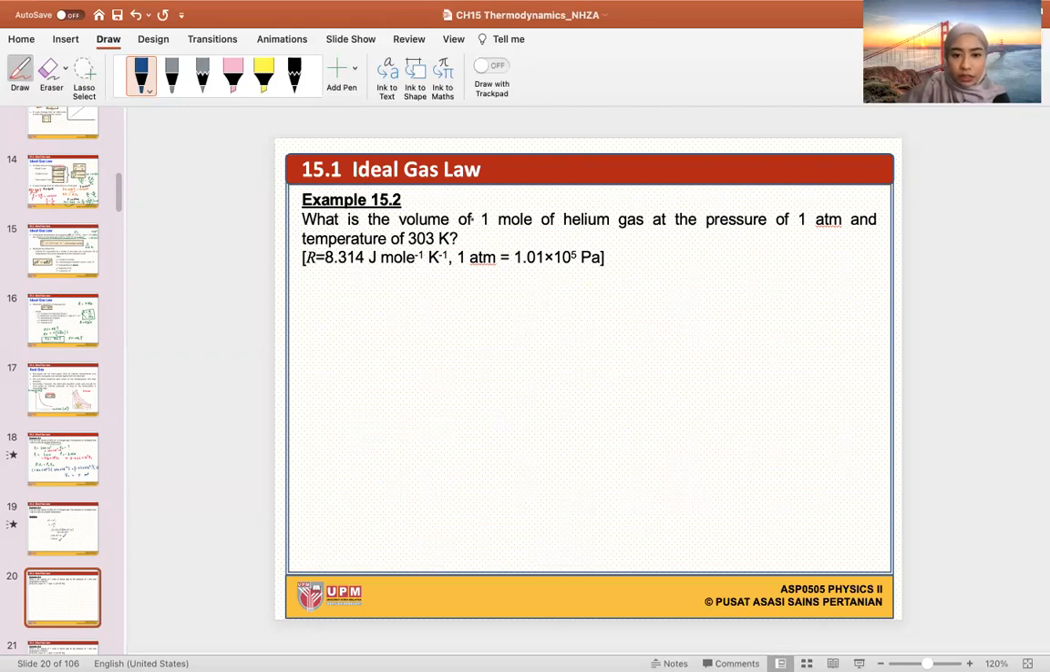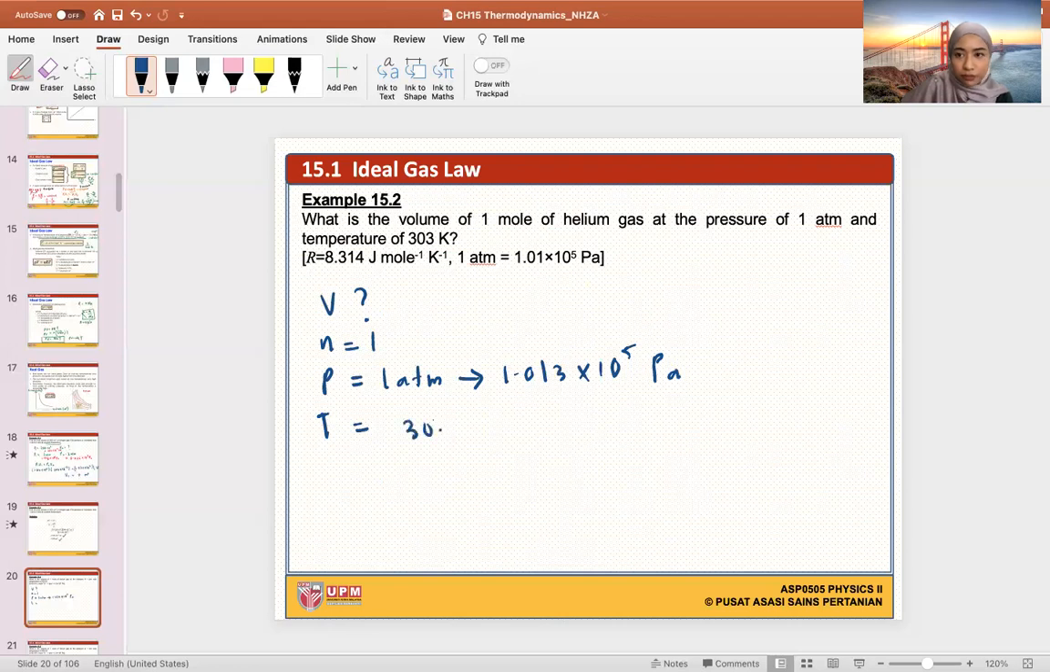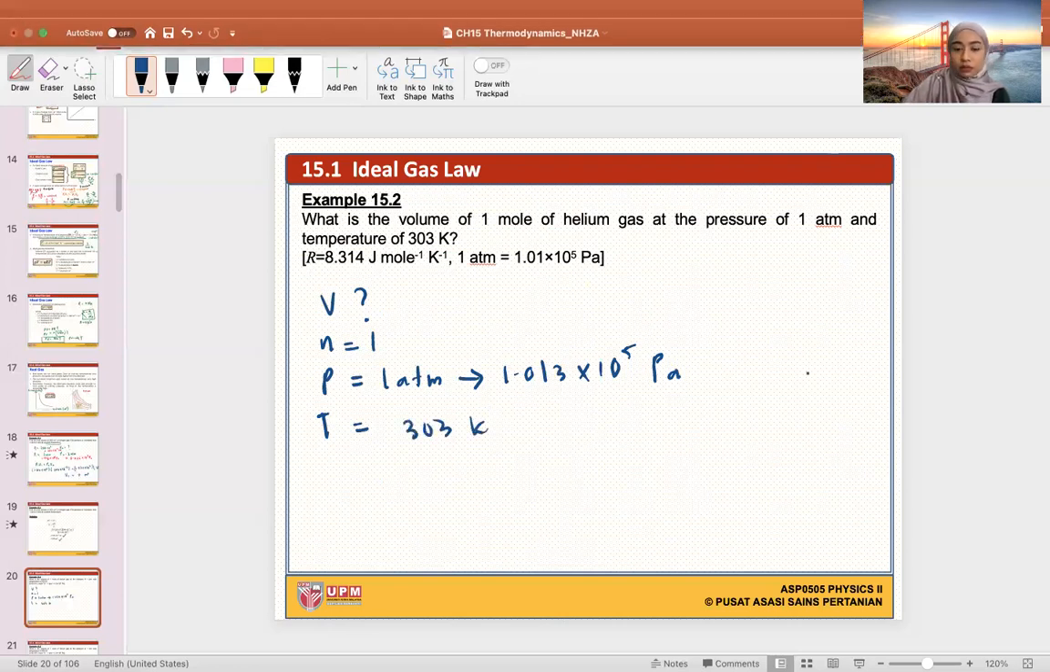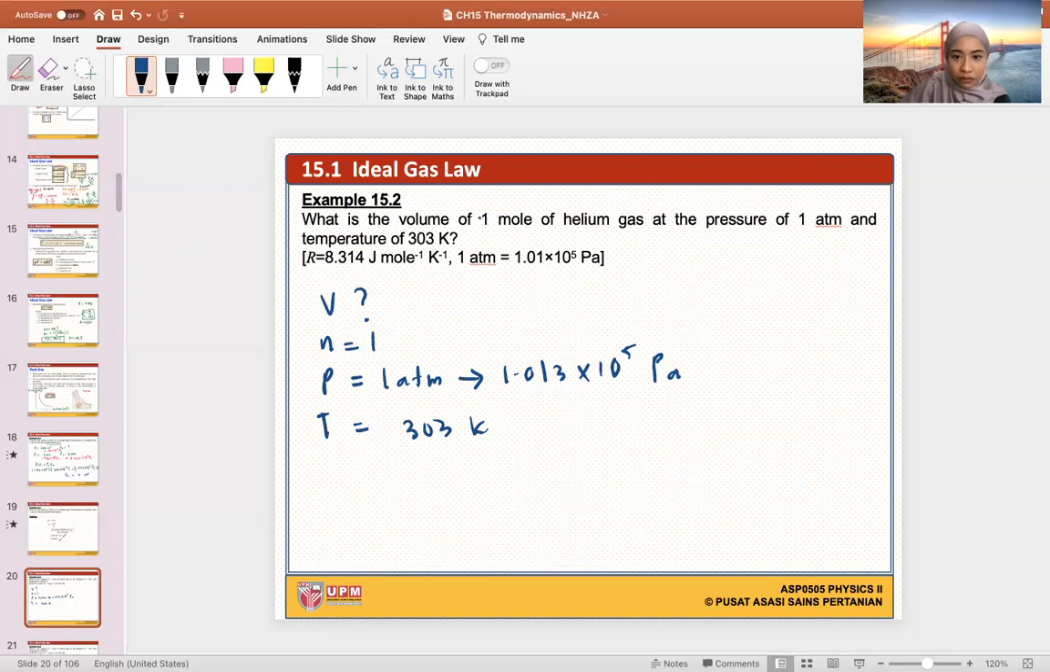Okay, so next example, what is the volume of 1 mole of helium gas? So n is equal to 1. At pressure 1 atm. Pressure is 1 atm, but we know we have to use Pascal. So 1.013 times 10 to the 5 Pascal. And temperature of 303 K. So T is 303. What time is it? Oh, okay. So what equation should I use here?